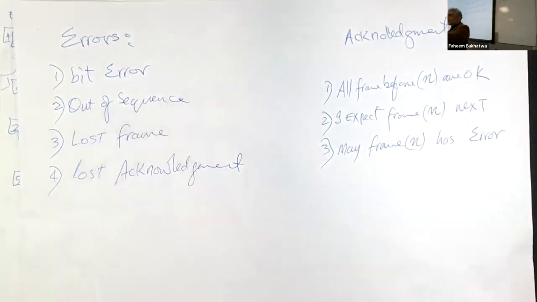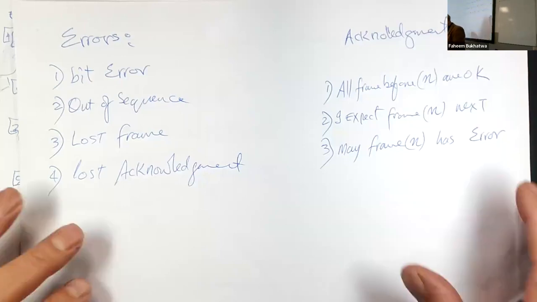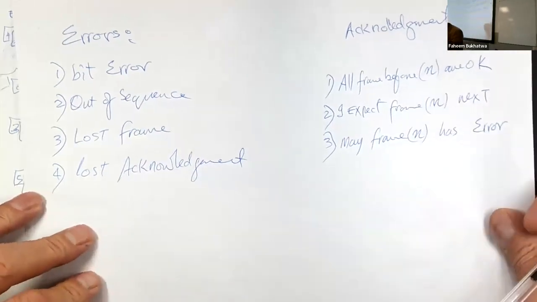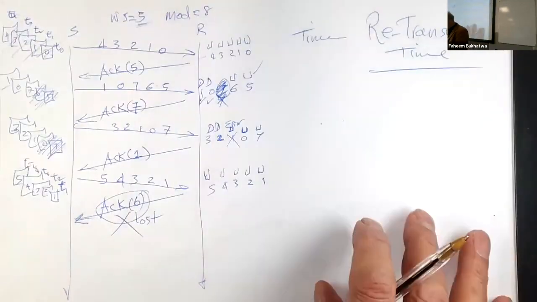If the receiver receives frames number 1, 2, 4, you say, hey, where's number 3? Number 3 is probably lost. It will send acknowledgement number 3, and it will discard everything after number 3, anything out of sequence. So that has a bit of a little issue. I'm going to show you an example.